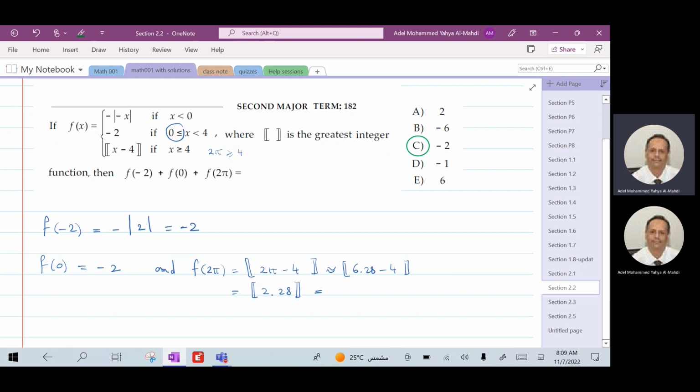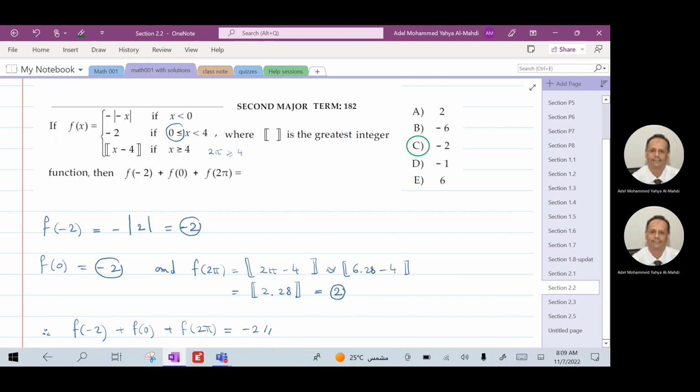The greatest integer of any number between 2 (inclusive) and 3 is 2. Now we just add 2 and -2. When you add them, you will get 0. So the sum or the total is -2. The answer is f at -2 plus f at 0 plus f at 2 pi. So the sum is -2.